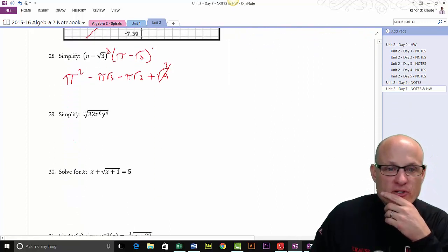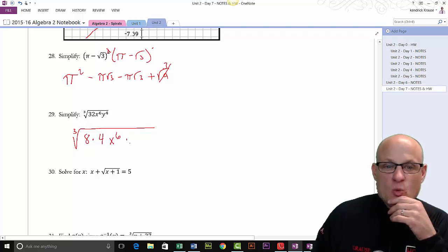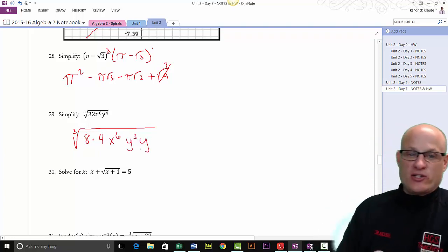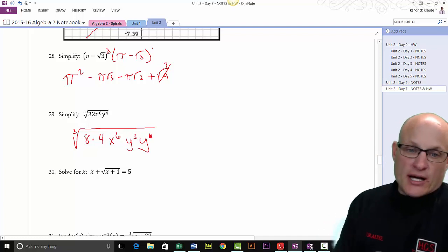Simplify. We're looking for perfect cubes. The perfect cube that goes into 32 is 8. 8 times 4. x to the 6 is okay. y to the fourth is not. I need it as a y cubed and just a plain old y.